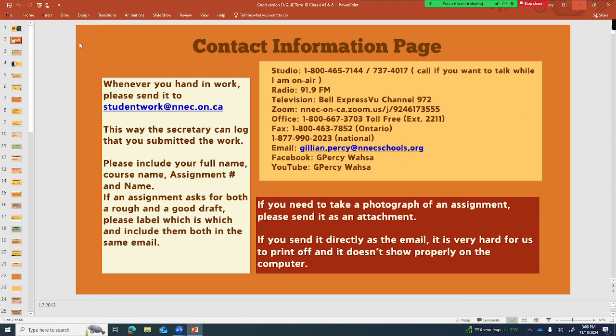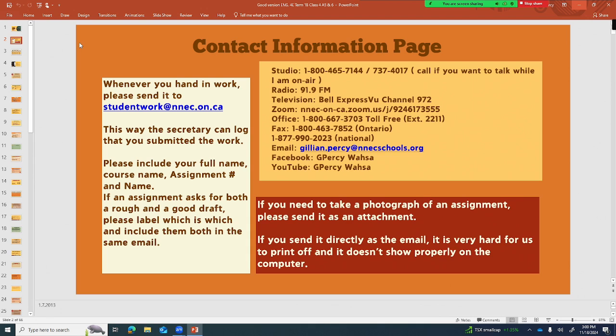studentwork@nnec.on.ca. That's a great way to do it because the secretary can log that you submitted the work, plus then we have a copy of it in our computer and it can be pulled up even if you drop out of the course now and come back to it a few years later, which can be really helpful.